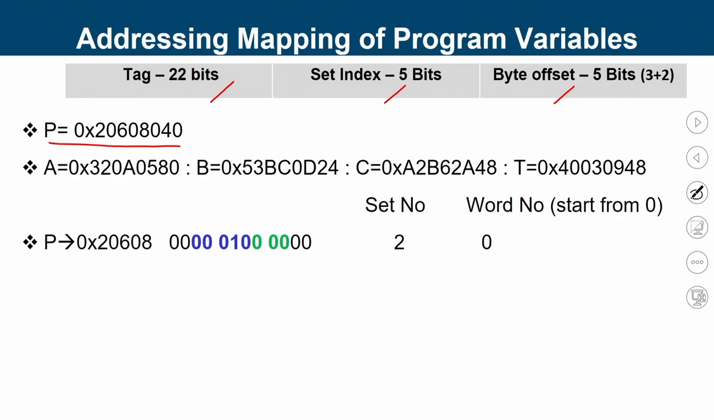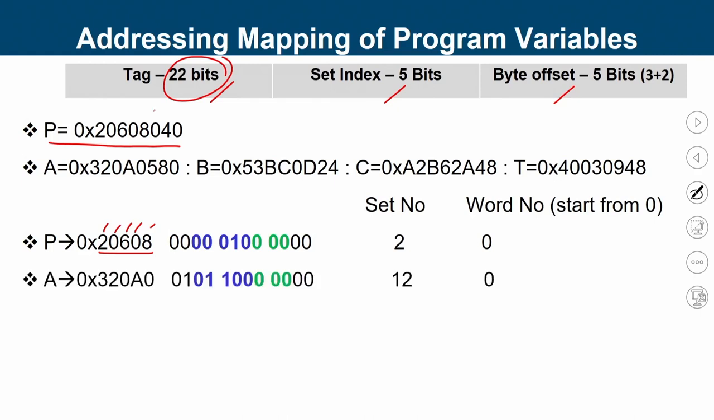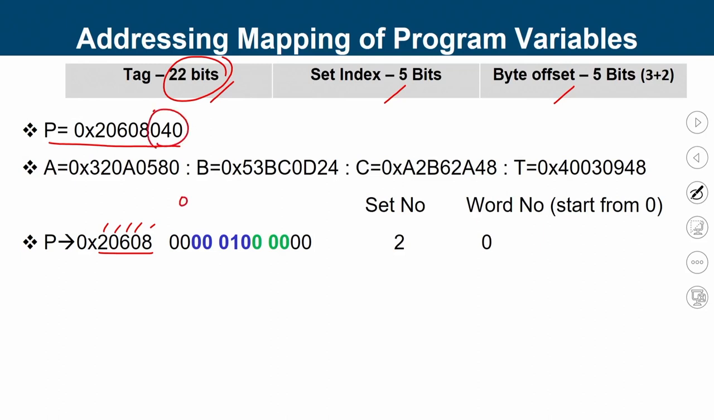I'm talking about P, so 20608, out of which 22 bits are tag. In hexadecimal, 5 digits, this constitutes 20 bits of the tag. The remaining 12 bits I am expanding. In the case of P, the remaining 12 bits are 040. So 0, 4 and 0 is written here. These 2 bits will also go along with the tag. So this makes your total tag of 22 bits.